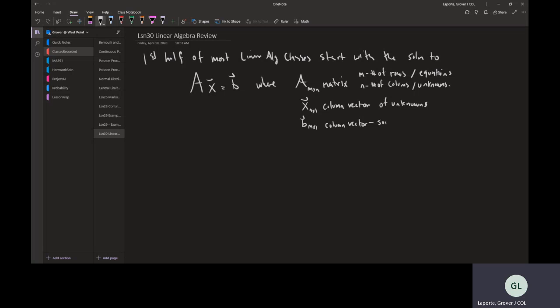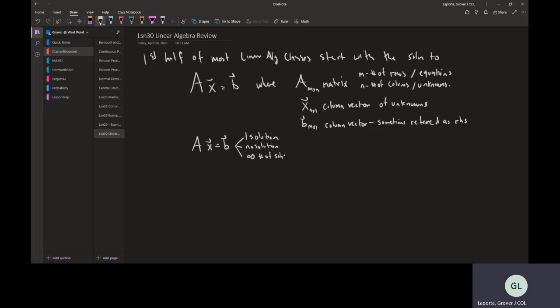Sometimes you'll see it referred to as the right-hand side, RHS. In general, the solution to this AX equals B can have one solution. So if you were just to randomly pick an A and a B, in general, you would have one solution. You could have no solution, or you could have an infinite number of solutions.